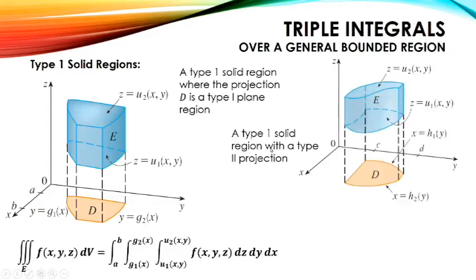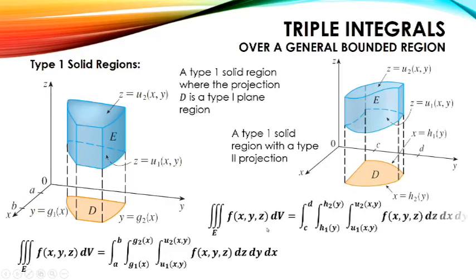So meron din tayong type 1 solid region with type 2 projection. So, ganun pa rin, yung z is evaluated from the functions of xy, but yung projection D on the xy plane is bounded by functions of y. So, we have h sub 1 of y and h sub 2 of y. And yung y is from the interval c to d. So, the integral is the triple integral of f of xyz dz dx dy. So, mag-change lang yung order dito, where yung x is from h sub 1 to h sub 2 of y, and y is from the interval c to d.